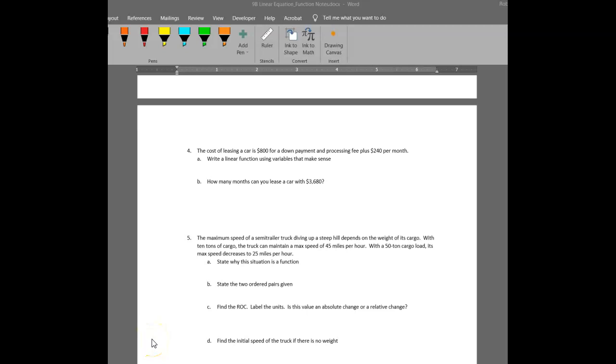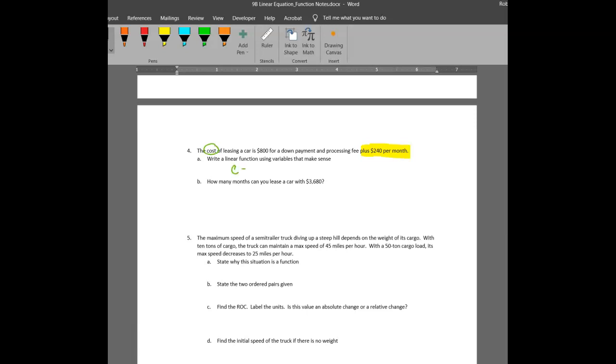Let's look at two other linear examples. The cost of leasing a car is $800 for a down payment and processing fee, plus $240 a month. So we know that this is an actual increase of $240 per month, and we're adding that in. So we want to write a linear equation. So we're talking about the cost.